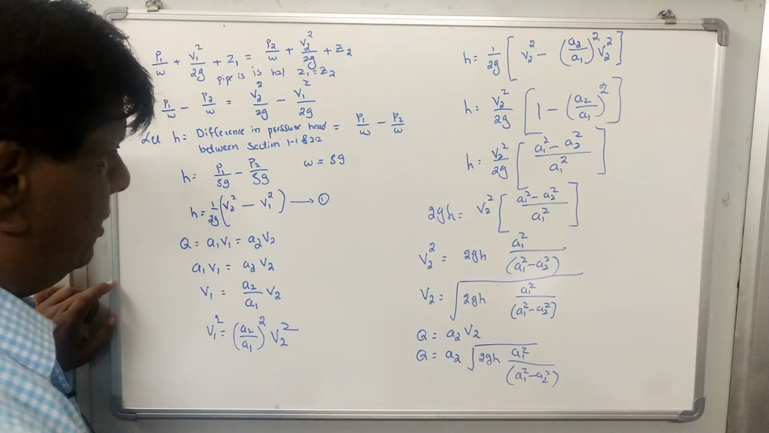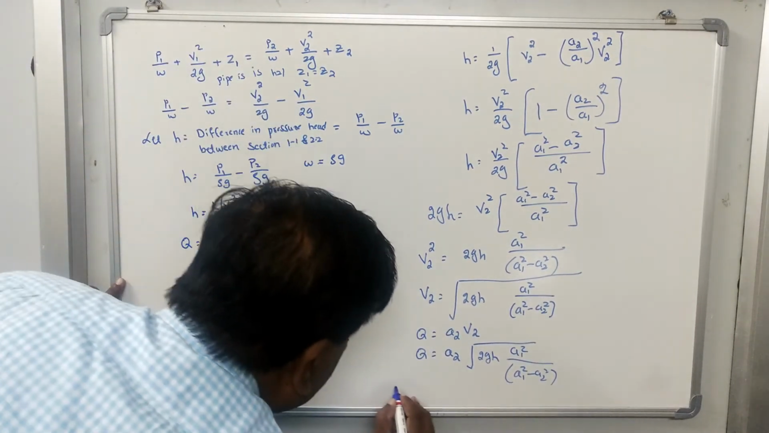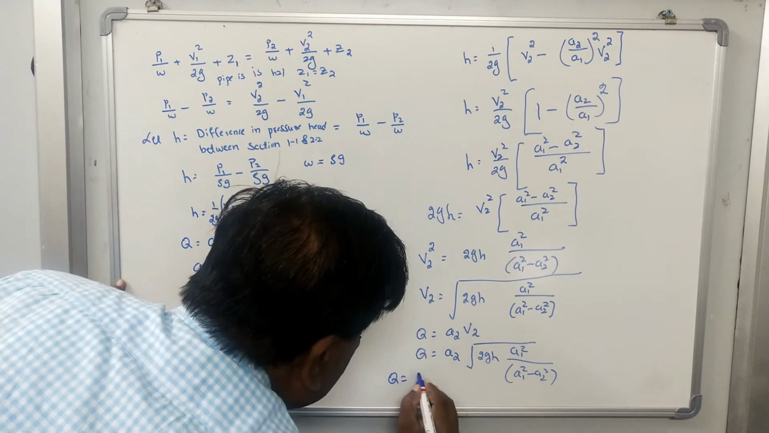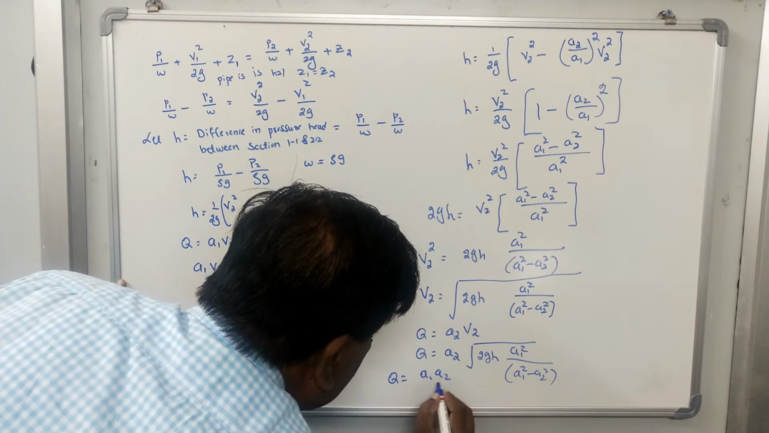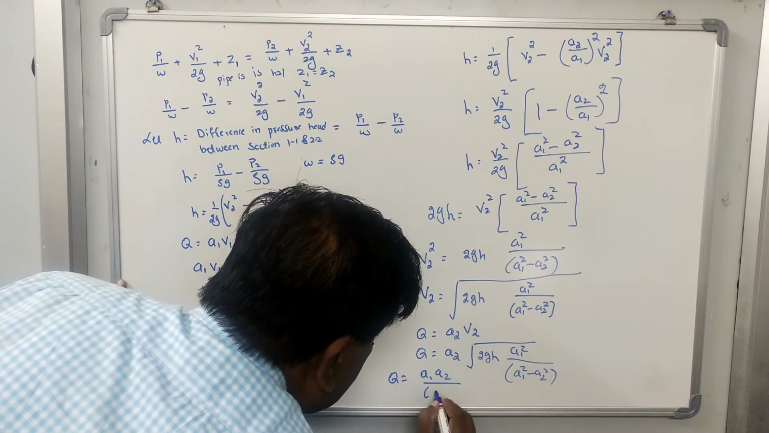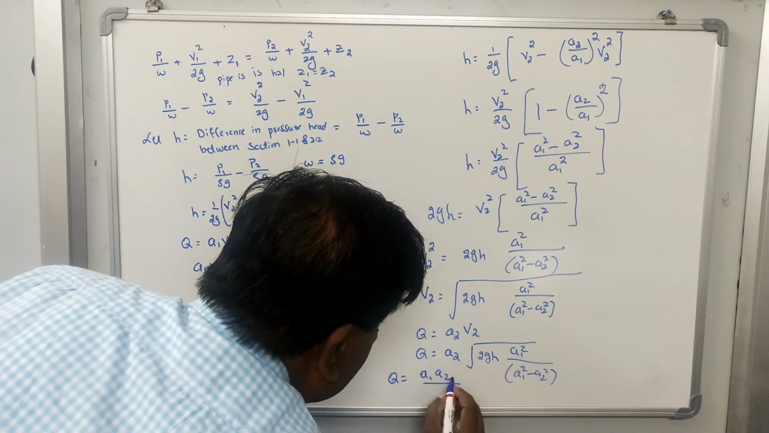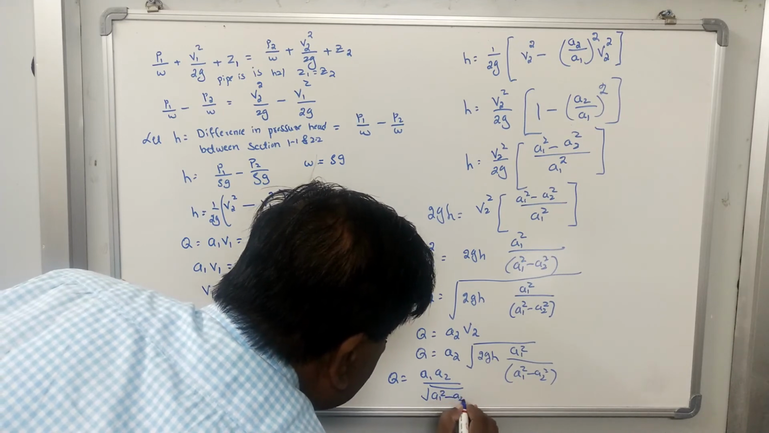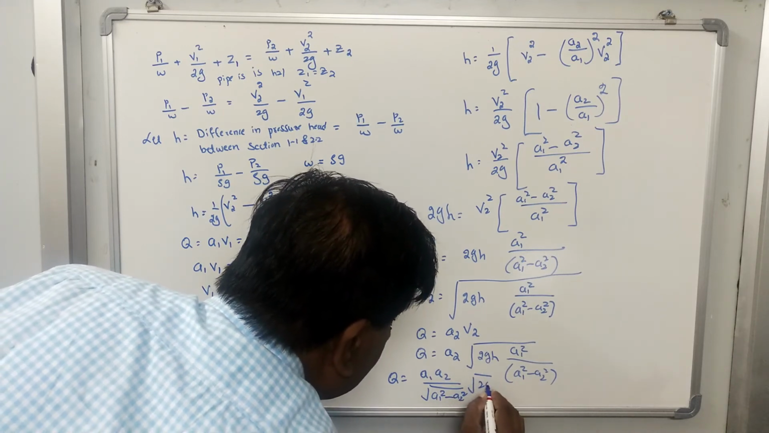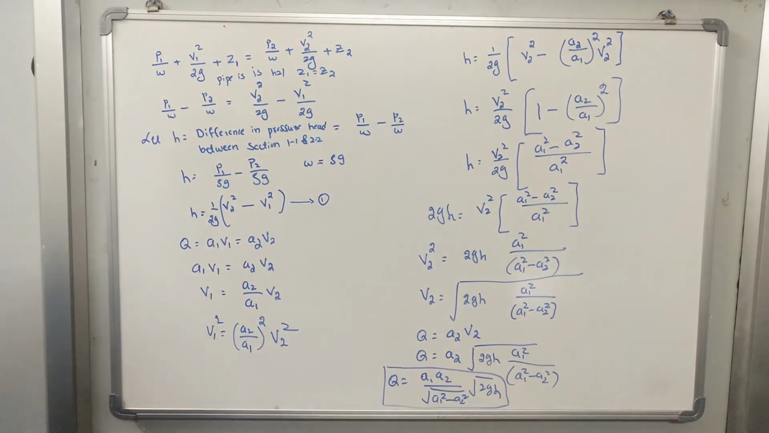So you can take A1 square outside the square root. You will get Q is equal to A1 A2 divided by square root of A1 square minus A2 square, and square root of 2GH. So this is the Venturimeter equation.